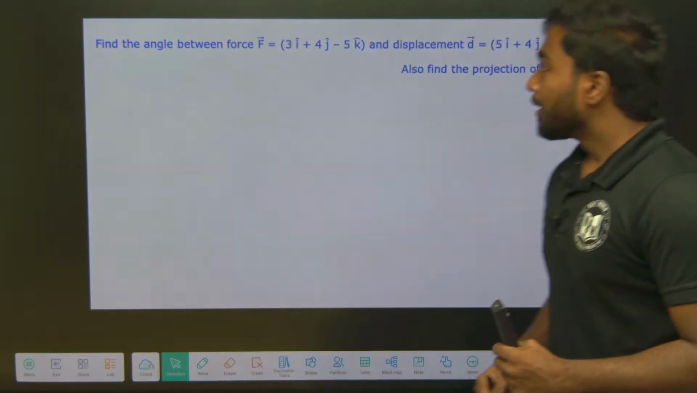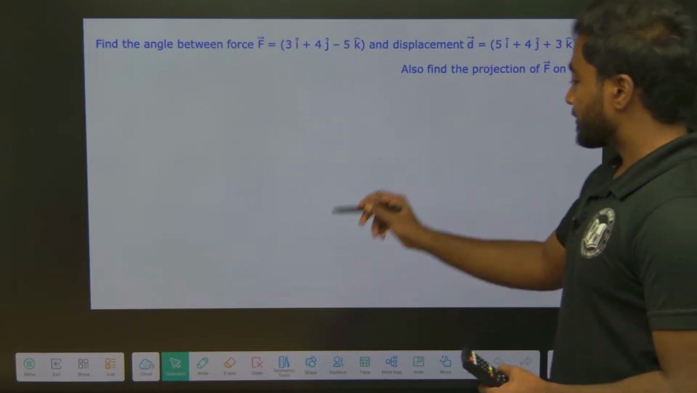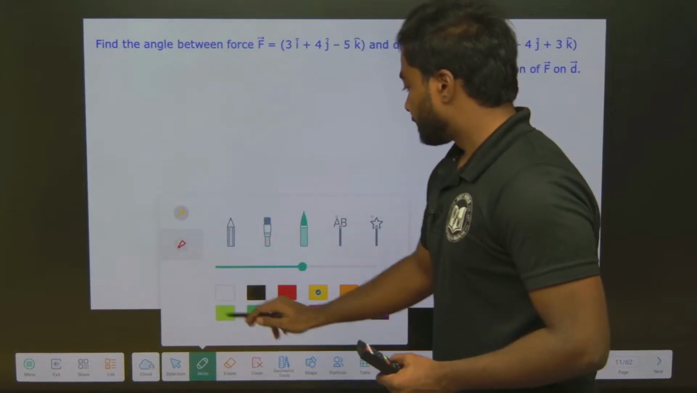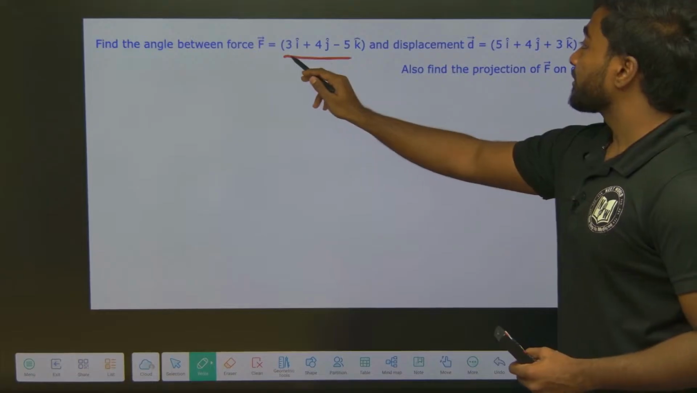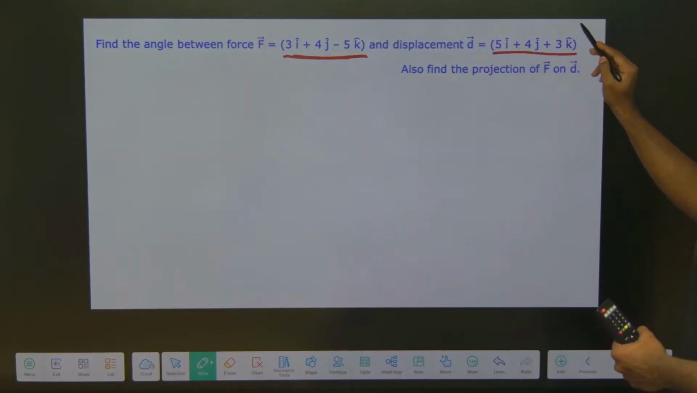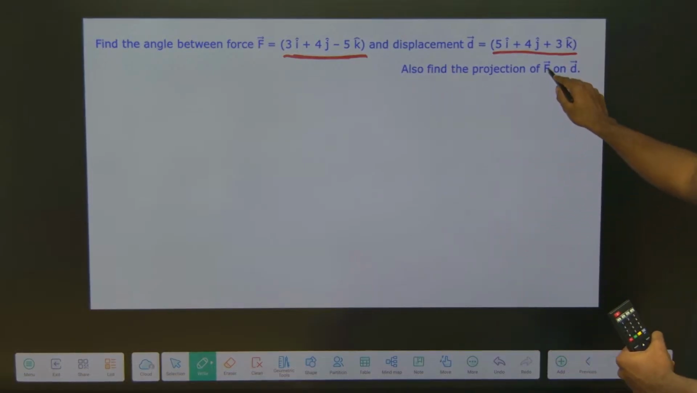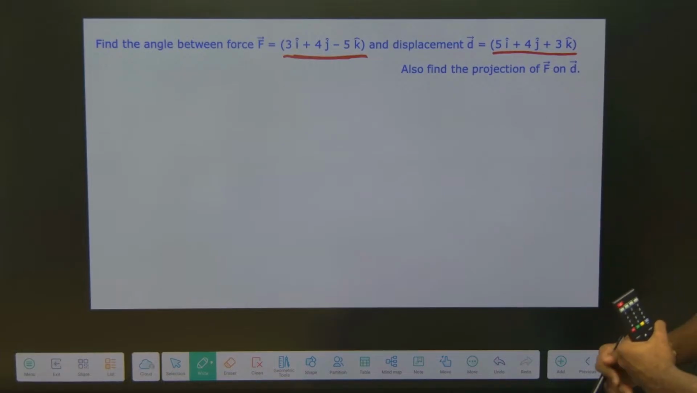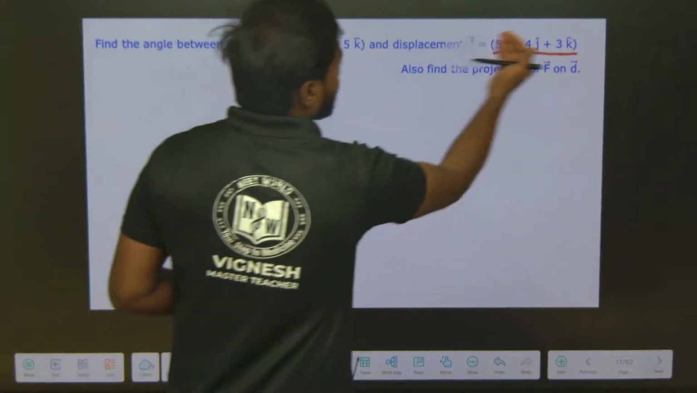Now we will do a problem on that. Find the angle between the force and the displacement. The force is given as 3i plus 4j minus 5k, whereas the displacement is given as 5i plus 4j plus 3k. Also find the projection of F on D. The first thing we will do is find the angle between them.